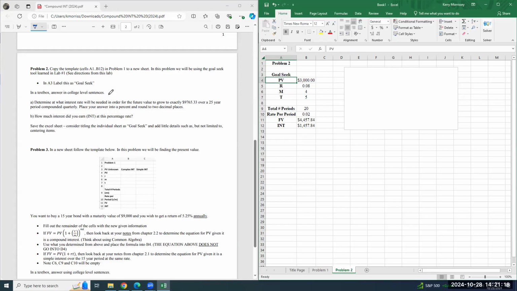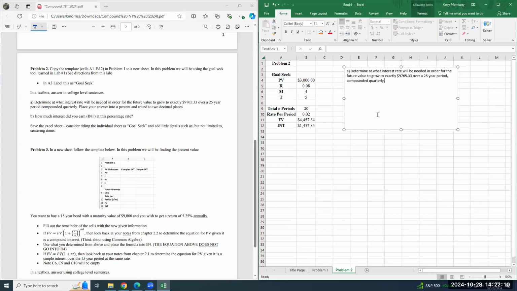It says in a text box, in college level sentences, A, determine what interest rate will be needed in order for the future value to grow to exactly $9,765.33 over a 25-year period, compounding quarterly.